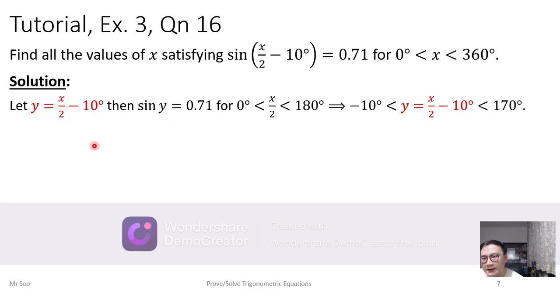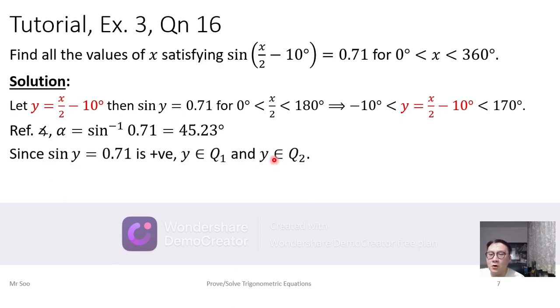So the next step I can do is find alpha, my reference angle or basic angle, by taking inverse sine 0.71. You do that and you get 45.23 degrees. Sine y is a positive value because 0.71 is positive, correct? This tells you that y should lie in quadrant 1 and quadrant 2, according to your ASTC rule. Then you find the actual angle y in Q1 and Q2.